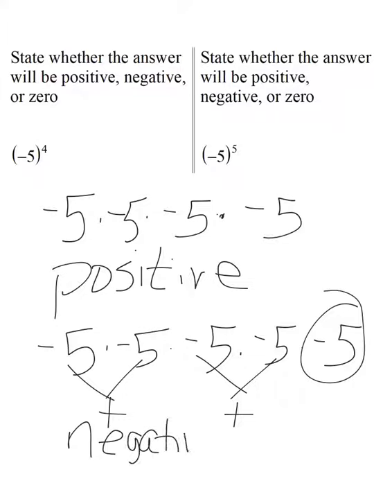So to summarize this one, when your base is negative, because it's within a parentheses causing the base to be negative, you need to look at your exponent. If it's even, it'll be a positive answer. If it's odd, it'll be a negative answer.